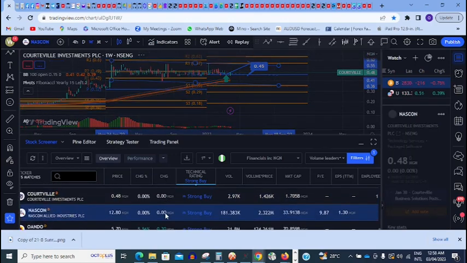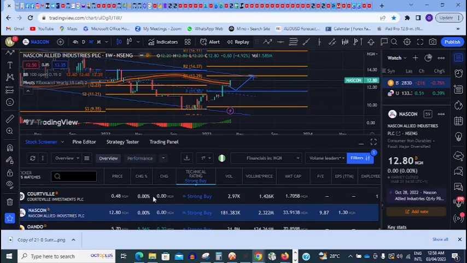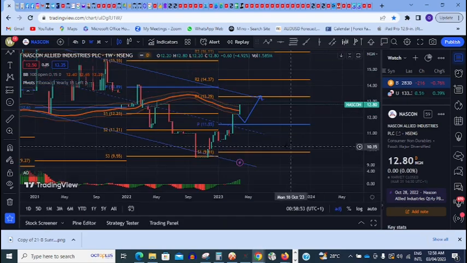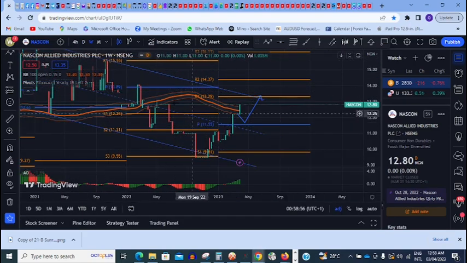Then NASCON, okay, NASCON is still facing the channel high. So if you have it, take your partial profit. That's your first profit target at 13 naira 35 kobo.